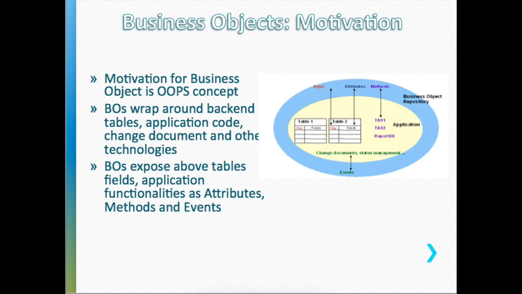What is the basic motivation behind these business objects? The motivation for the business object is mainly the OOPS concepts, and it wraps around the backend tables, applications, change documents and most of the SAP stuff. And the business object exposes these table fields and application functionalities as attributes, methods, and events.